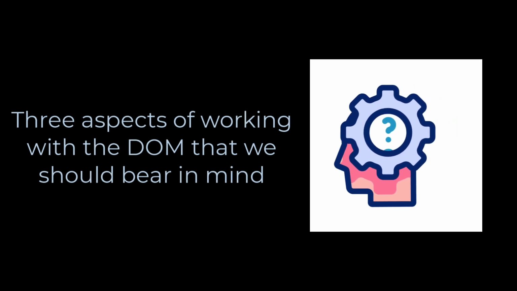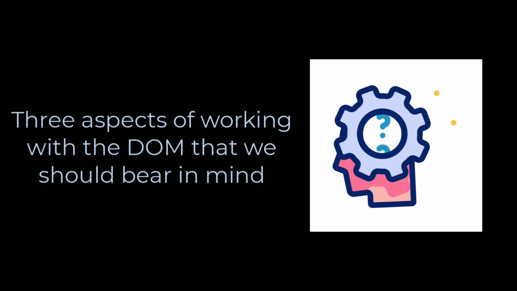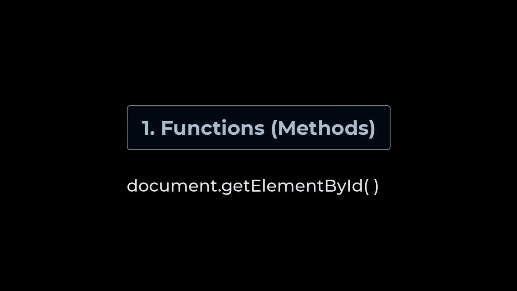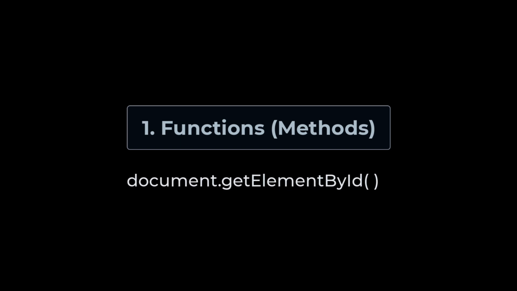Now, there are three things we should bear in mind when we want to use the DOM to manipulate or communicate with our web page. The first one is functions or methods. So when we do something like document.getElementById, this getElementById is a function that exists on the DOM. You can also say it's a method that exists on the DOM. And we use it to grab a particular element that exists on the web page based on an ID.